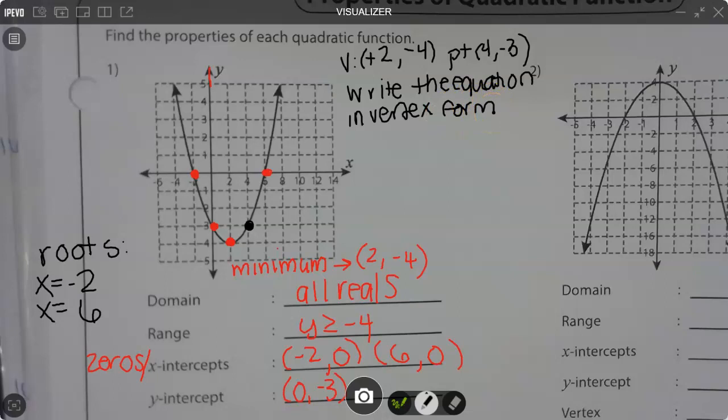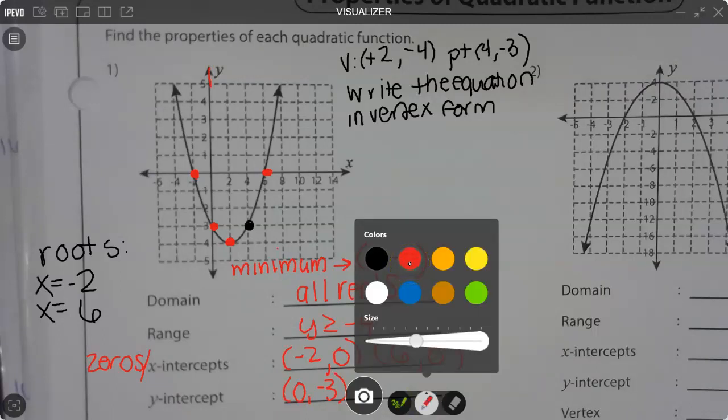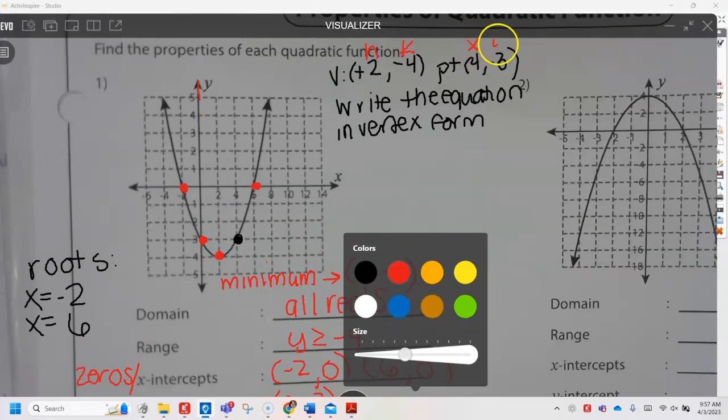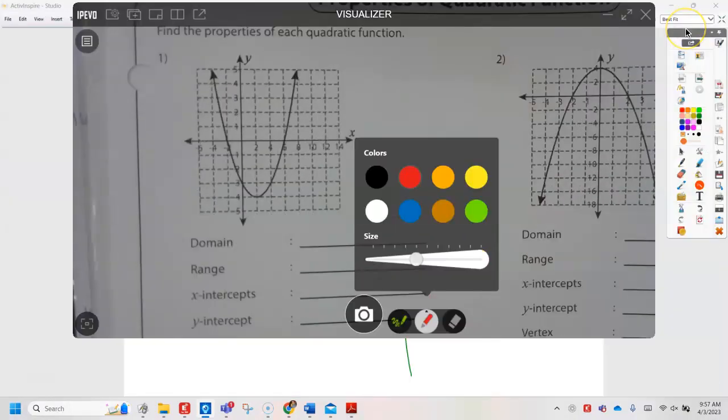So you had a couple of those on Friday's review. It gave you a vertex, and it gave you a point, and it said, okay, what's the equation of that line in vertex form? So what you're going to do is take that vertex form that we already talked about and plug in 2 for h, -4 for k, 4 for x, and -3 for y.